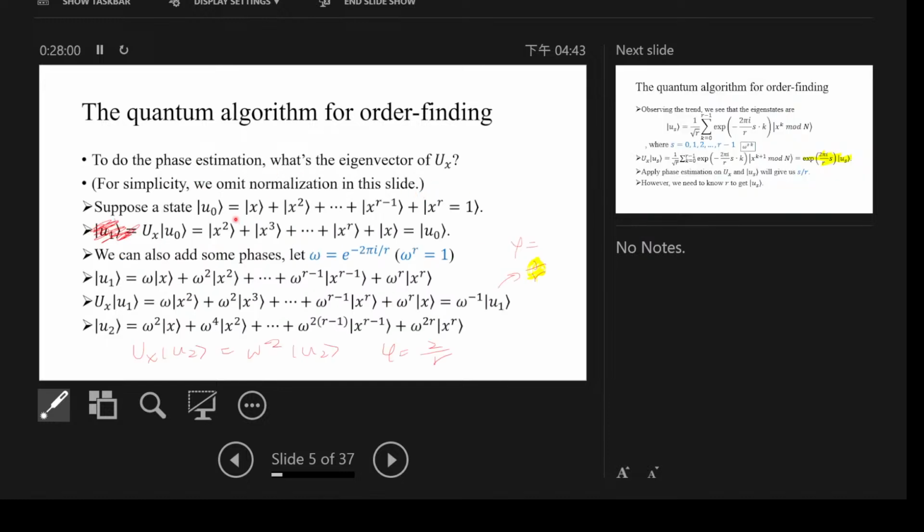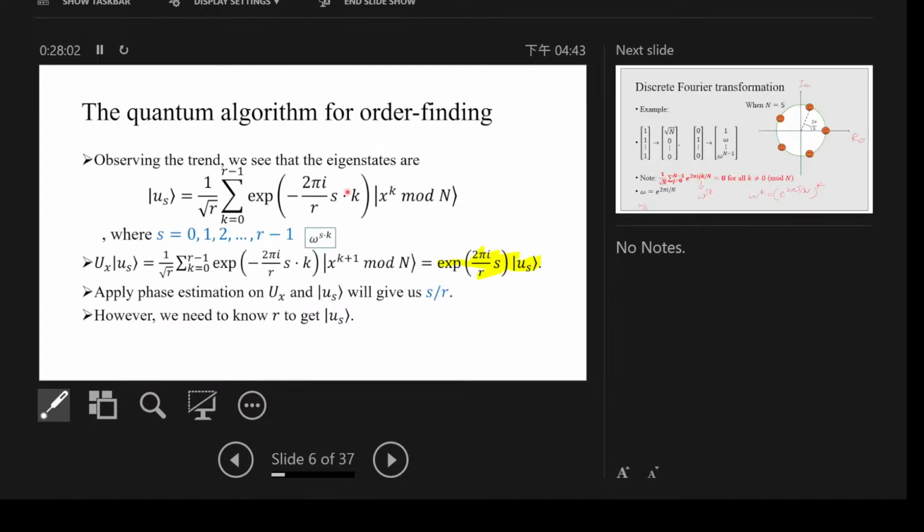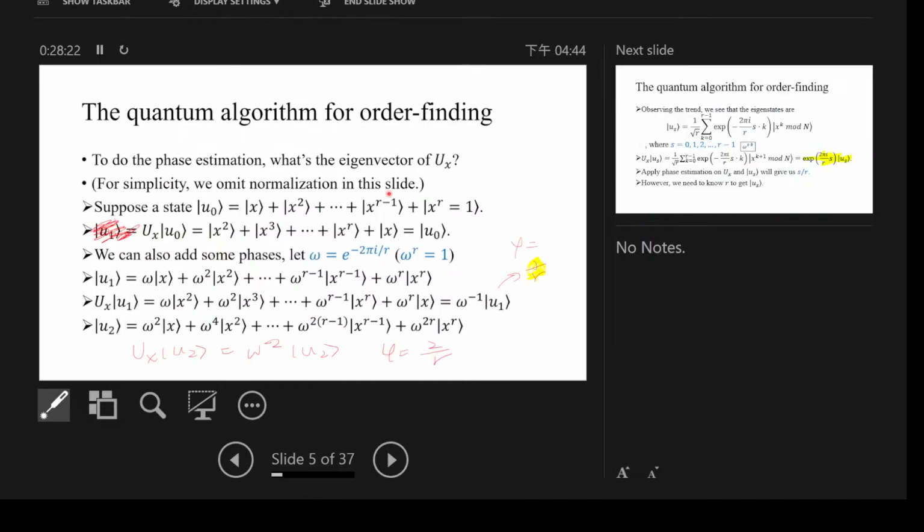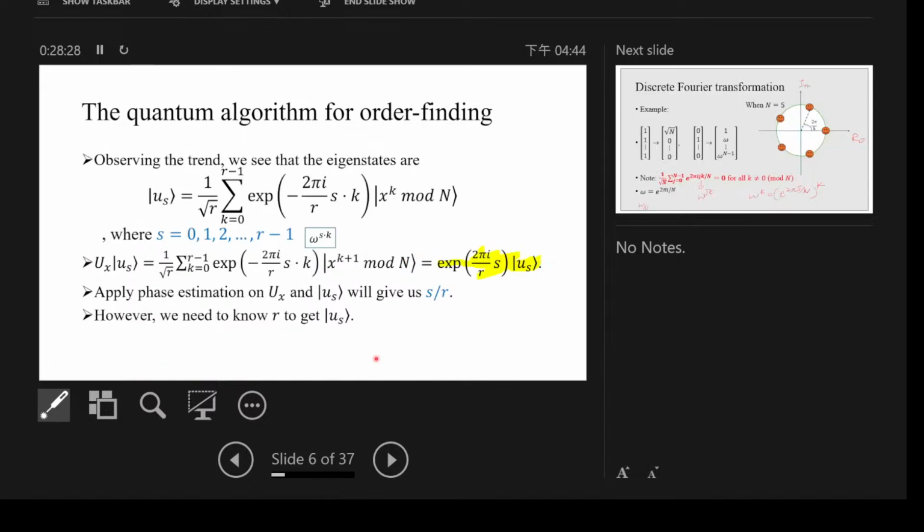So all those xk, and we have this omega phase here. So here is omega to the s times k. So it's e to the 2 pi i divided by r. This is the omega part, and times s times k. So remember, s is this s here, and k is this k here. Say here we have s equal to 2 and k equal to 2, etc. So e to the s times k.